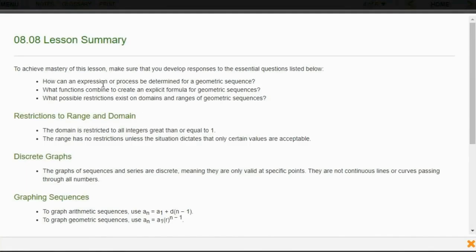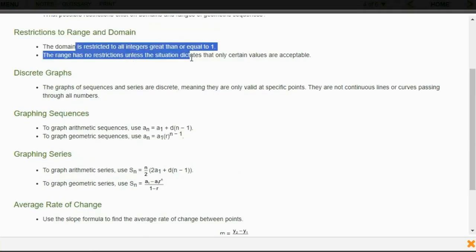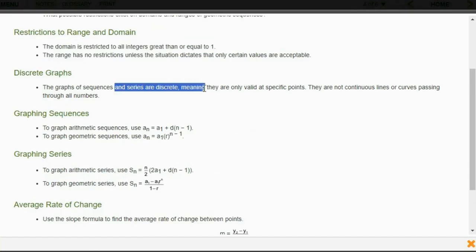All right, there's our questions. How can an expression or process be determined for a geometric sequence? What functions combine to create an explicit formula for geometric sequences? What possible restrictions? So there's the restrictions, domain and range. Remember, discrete graphs are only valid at specific points. They are not continuous.